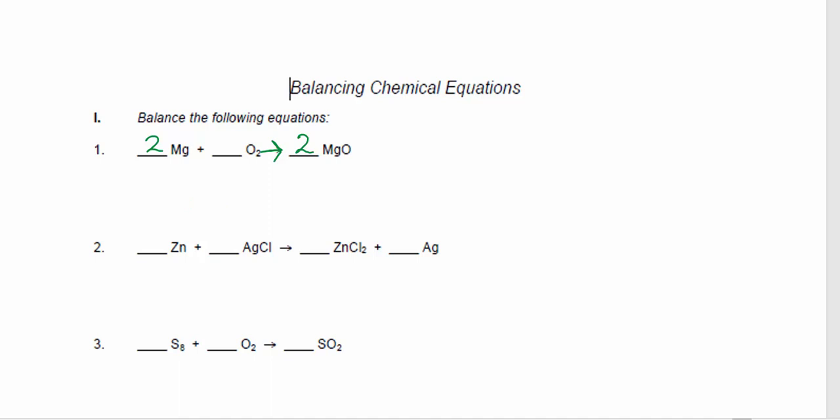Now for the next one, we have zinc reacting with silver chloride in order to form zinc chloride and silver. Since I have 2 chlorines on the product side, I'm going to put a 2 in front of the silver chloride in order to balance the chlorines. Now I'm going to balance the silver by putting a 2 in front of the Ag.